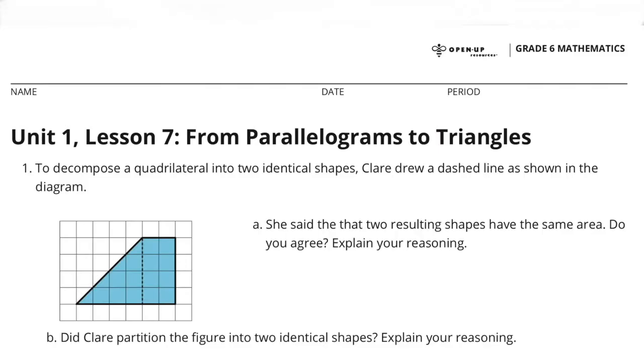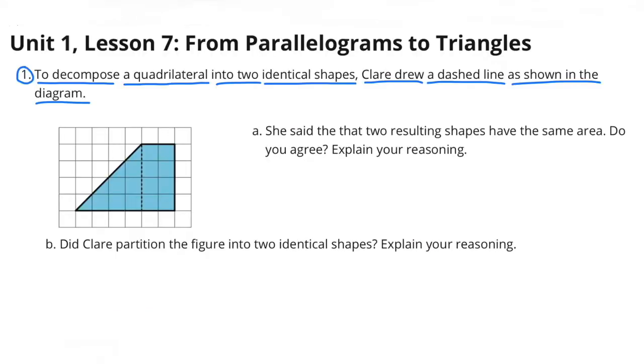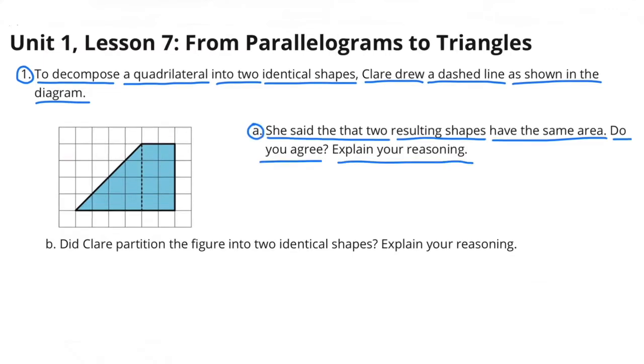Unit 1, Lesson 7, From Parallelograms to Triangles. Number 1. To decompose a quadrilateral into two identical shapes, Claire drew a dashed line as shown in the diagram. A. She said that the two resulting shapes have the same area. Do you agree? Explain your reasoning.